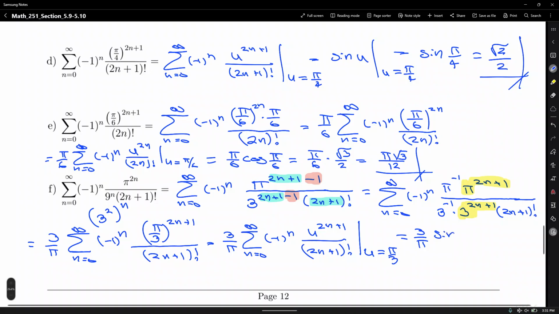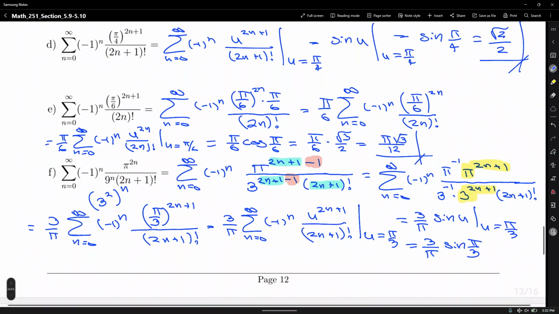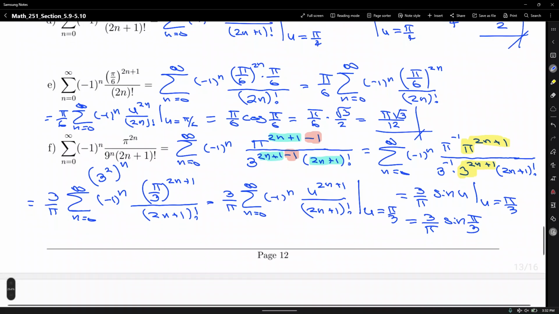So this would be 3 over pi, sine u, with u being pi over 3, and this is equal to 3 over pi sine pi over 3. But guys, help me with the sine of pi over 3. Square root of 3 over 2 again, like the previous one. Run out of space. That'll be 3 over pi times root of 3 over 2, which is 3 root of 3 over 2 pi. Final answer.